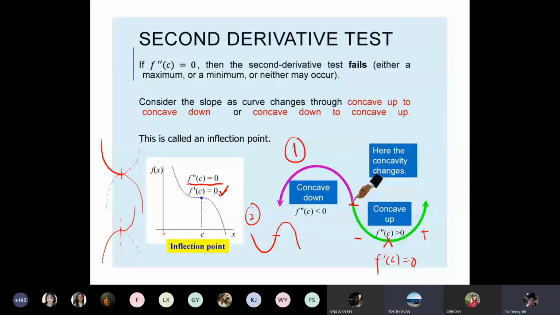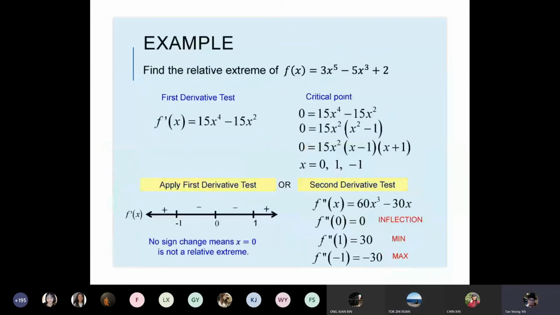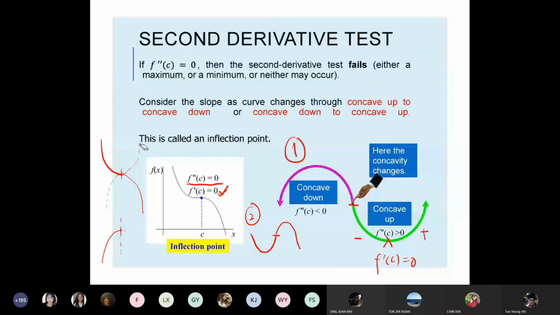So let me erase this one. Okay, so we have 4 types of situation. Consider inflection point. The first situation like this is the inflection point. The second one is like this. The third one is this one. And the fourth one is this one.